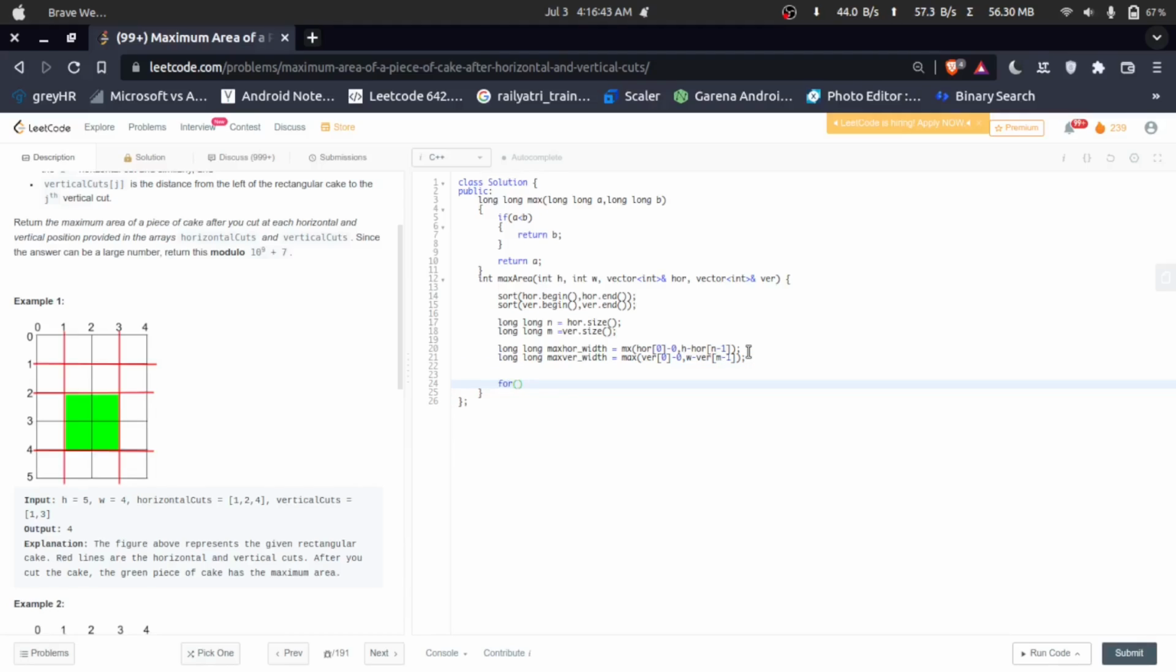So right now I am taking that in between, not the outside part. I am taking that in between: for i less than, first of all i plus plus, the max horizontal width is equal to max of width and that is the horizontal of i minus horizontal of i minus 1.